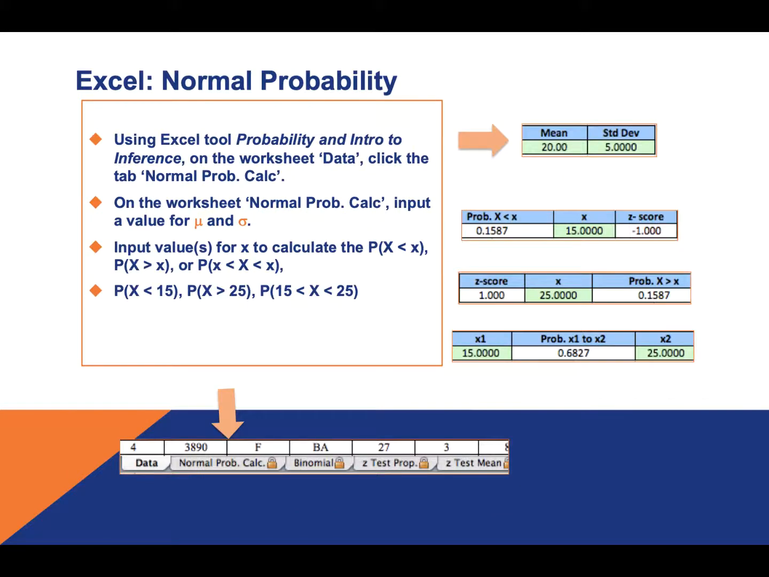Using the Excel tool Probability and Intro to Inference, we can easily calculate normal probability using Excel's norm_dist function. Tap the Worksheet tab for the normal probability calculator, and then input a value for the mean equal to 20 and a value for the standard deviation equal to 5. Then we can calculate the probability that our variable will be less than 15, more than 25, or between 15 and 25.